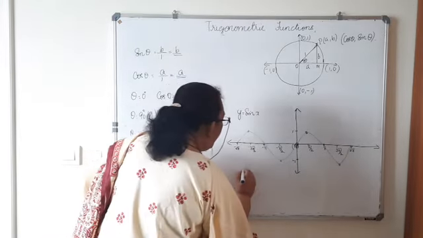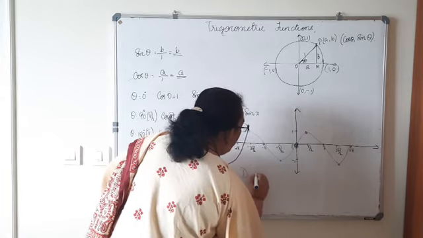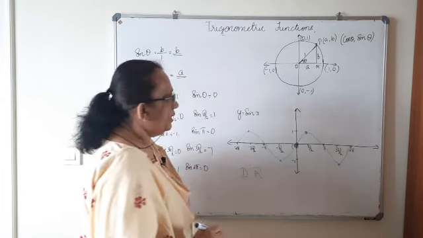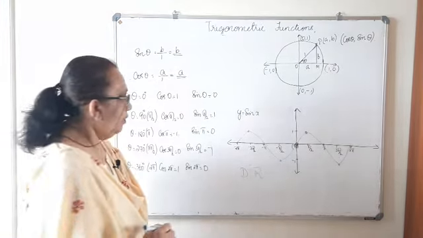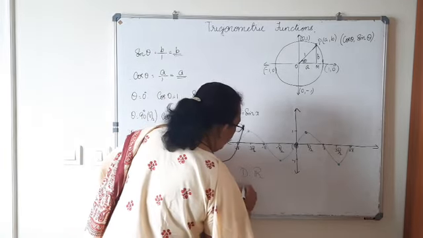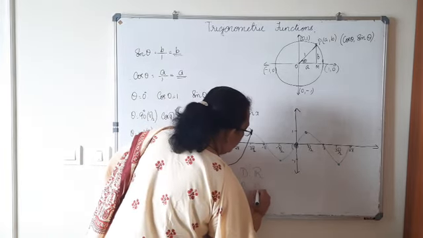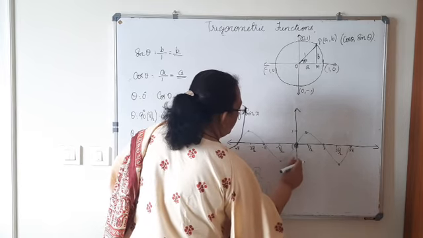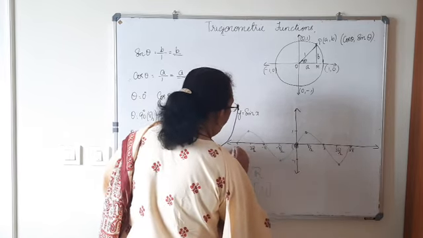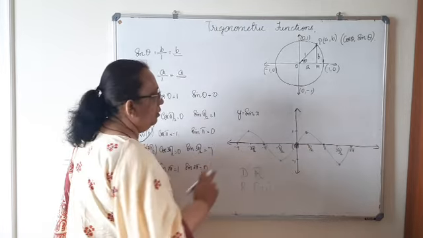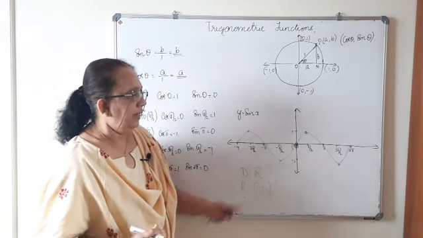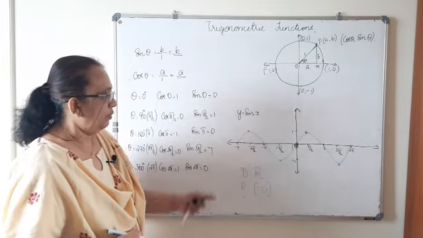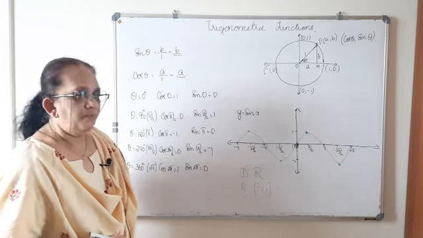So what is the domain of the sine function? Domain of the sine function is the set of all real numbers. And what about the range? Range is equal to the closed interval minus 1, 1. It varies between plus 1 and minus 1. And the domain, it can take any real number. This is how you get the graph of the sine function.